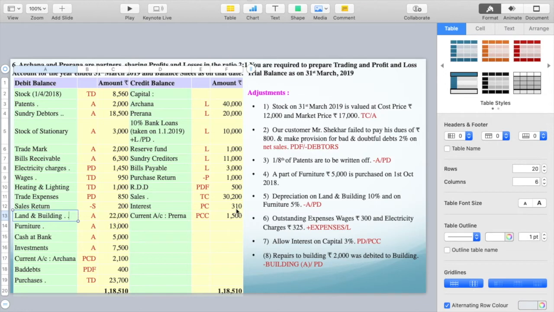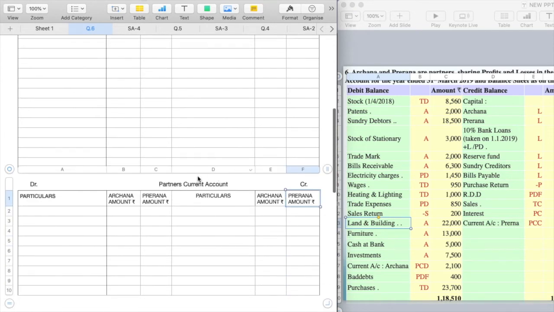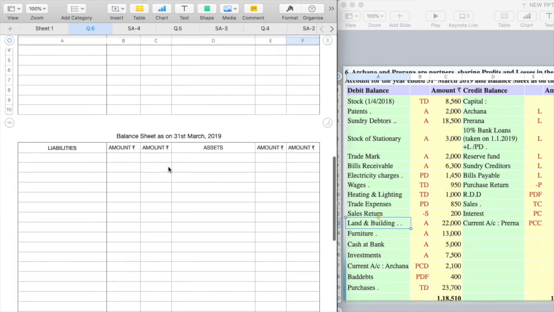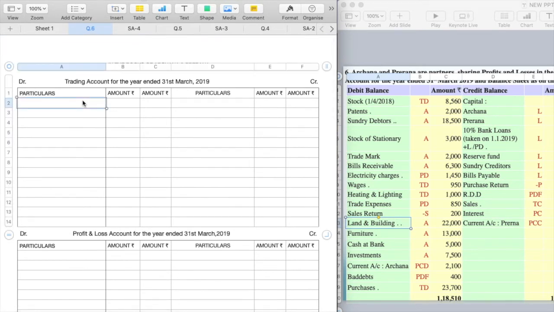Okay, now let us start with the solving of the question. Prepare a format in your notebook. Now in the format, on the top you write in the books of Archana and Prerna. Trading account for the year ended 31st March 2019 on both the corners, debit and credit. Profit and loss account for the year ended 31st March 2019, debit credit. Then partners' current account, debit credit, Archana Prerna on both the sides, and balance sheet as on 31st March 2019.